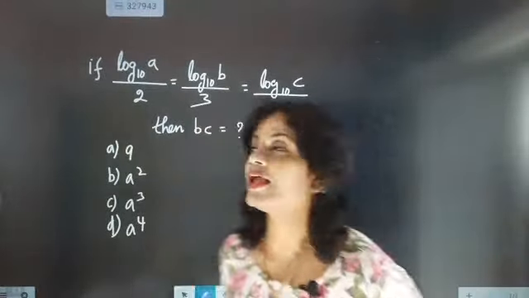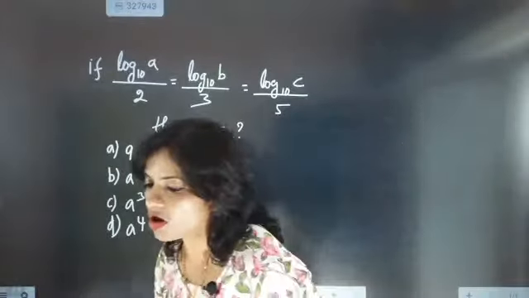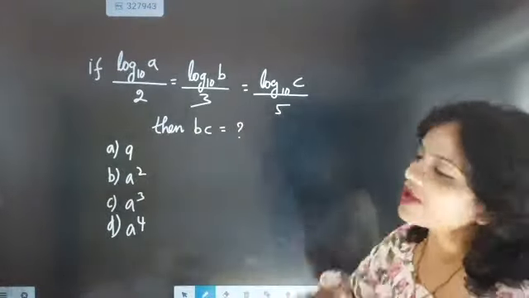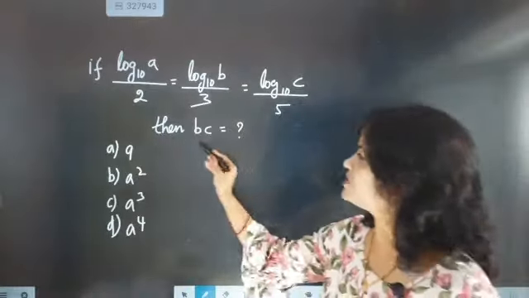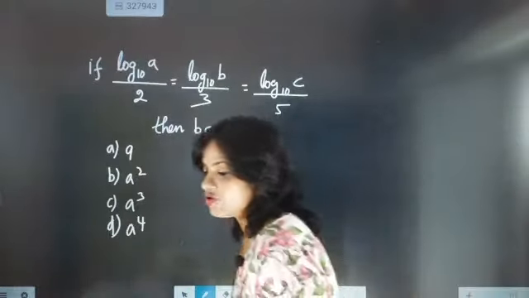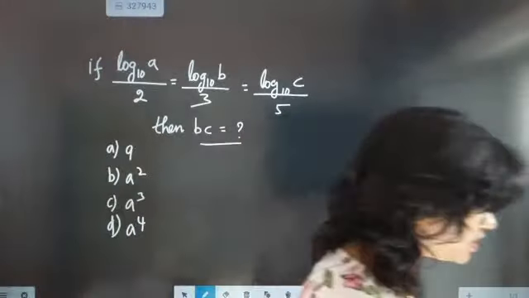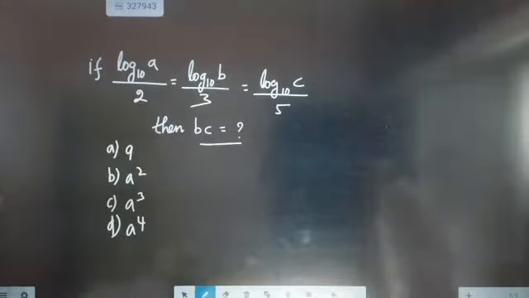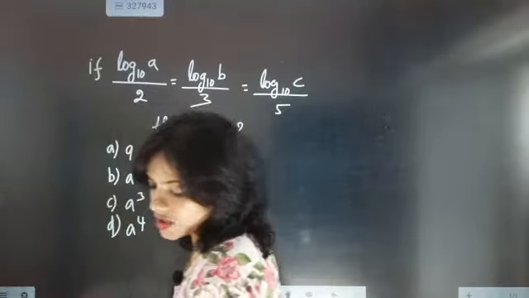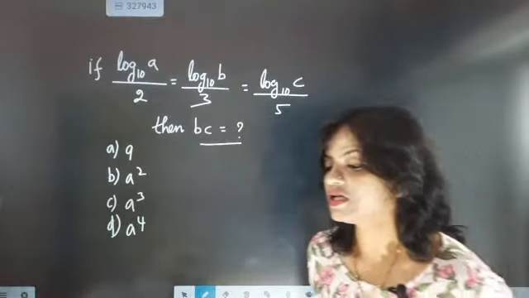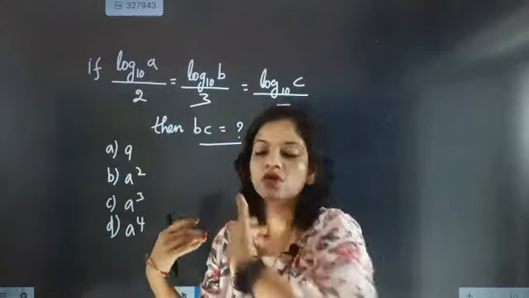log base 10 a by 2 equal to log base 10 b by 3 equal to log base 10 c by 5. So now what you are going to get the answer as bc equal to what? What will be the value of bc? Come on, tell the answer. Arjun, come on. Quickly say the value of bc. It's easy, you will be able to do it. Just what you need is some consistency in solving. Tell me.